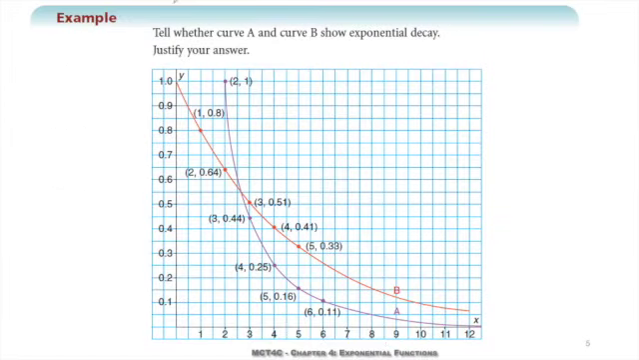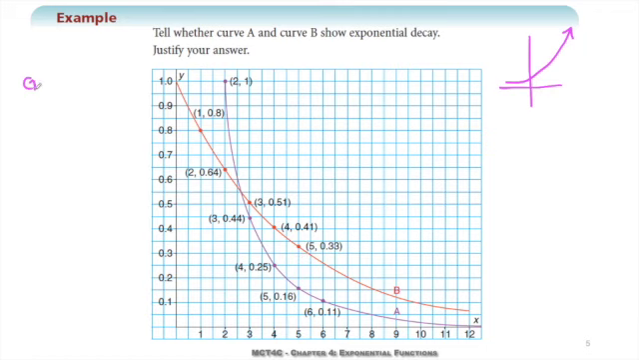Here's an example of something that you may be asked to do. Tell whether curve A and curve B show exponential decay or not. So exponential growth, remember I showed you an example, was starting small and we were getting big to the right. Well, now we start big and we get small to the right. Okay, so they both look like they show exponential decay. However, you need to figure out if they actually do or not by using the numbers you're given.